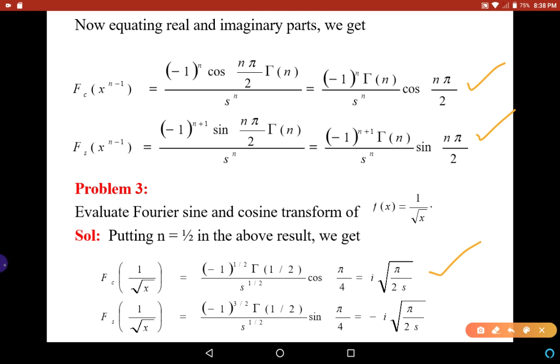Similarly, Fourier sine transform of 1 by root x, taking n is equal to 1 by 2 here, we get (minus 1) whole power 3 by 2 into gamma of 1 by 2 by s power 1 by 2 into sin pi by 4, which gives minus i times square root of pi by 2s.